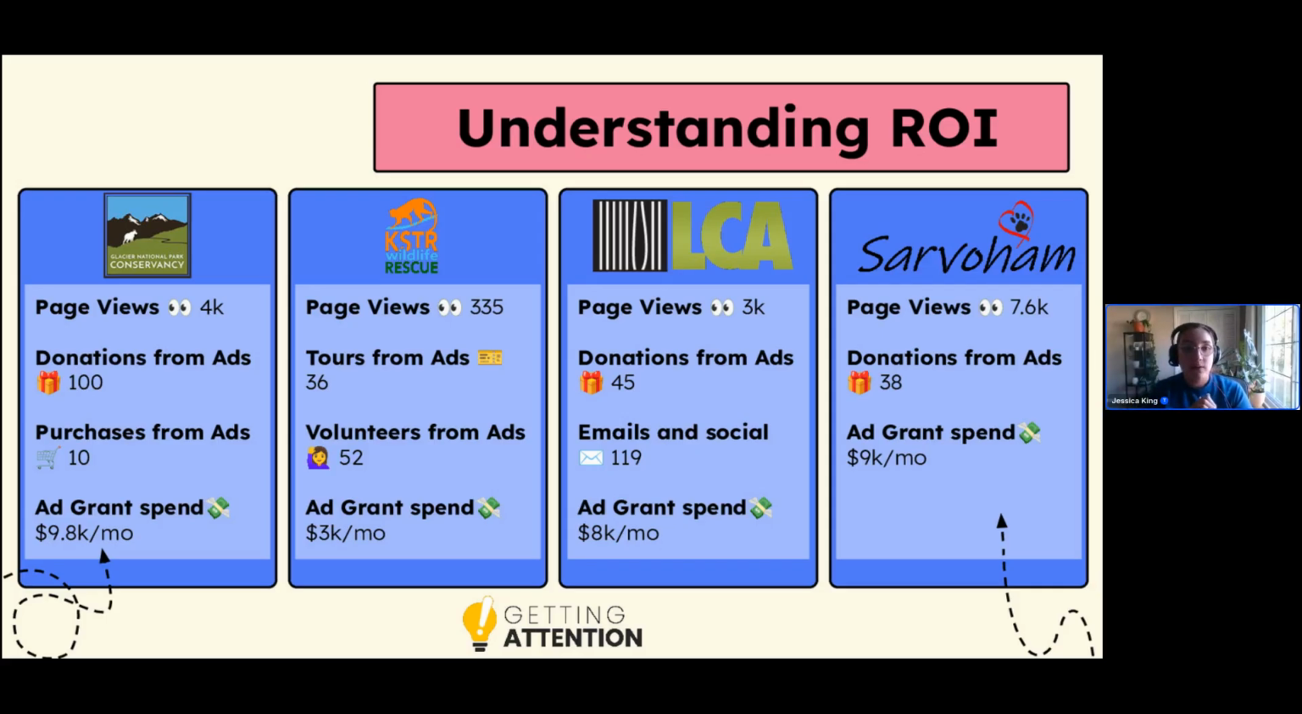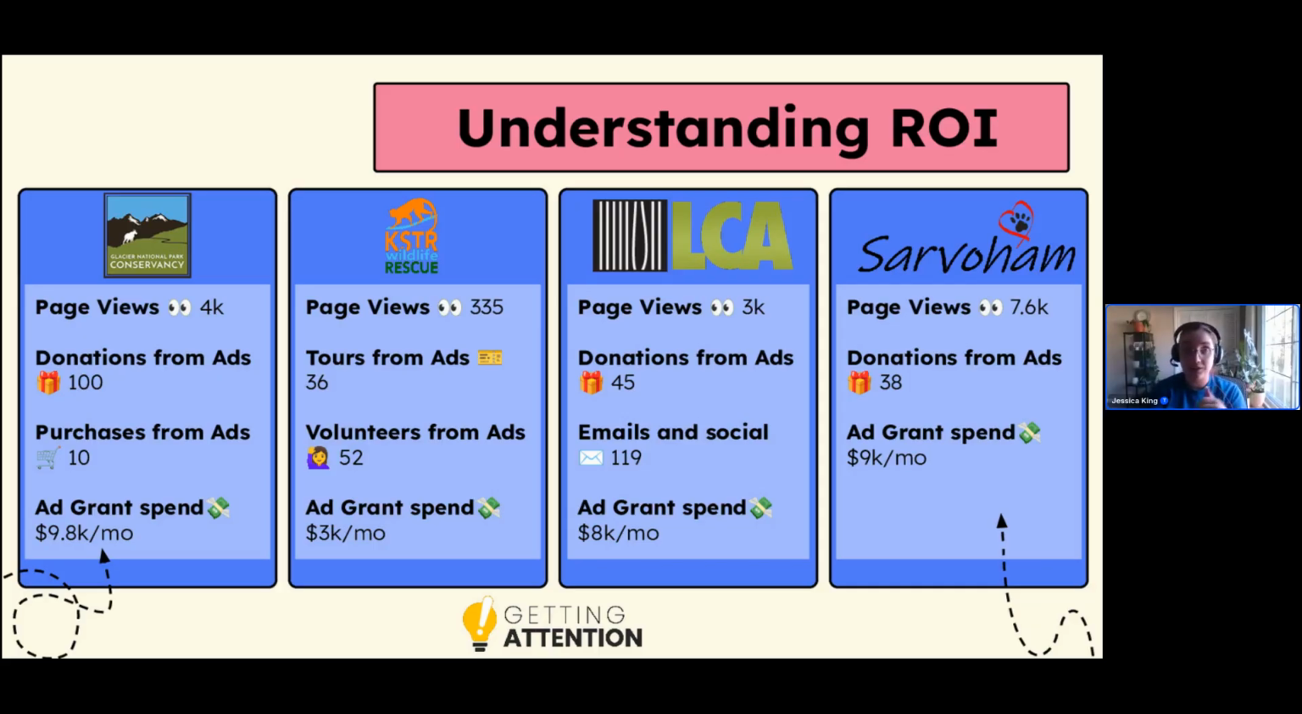We could contrast that with Kids Saving the Rainforest, which is a wildlife rescue and sanctuary. They're based in Costa Rica. So they are a much smaller, much more local organization. And a really critical part is that visiting is a huge part of their mission. So they tend to get, in a typical month, more around the range of 300 views from ads. But things that are super important for them are booking paid tours. So that's one of the things they do.